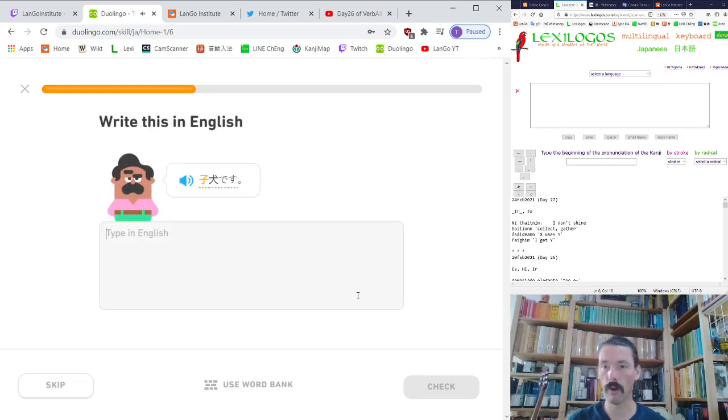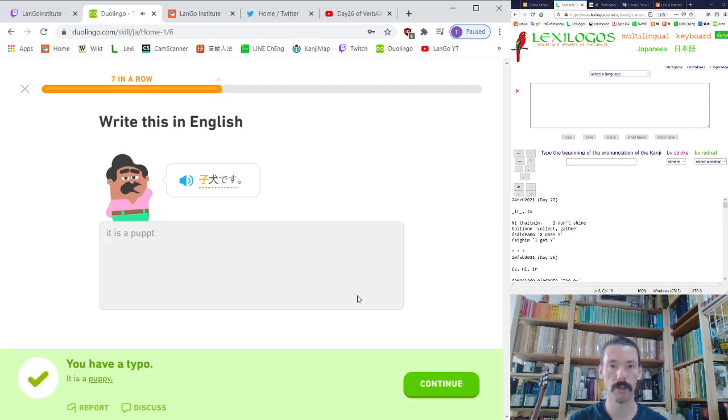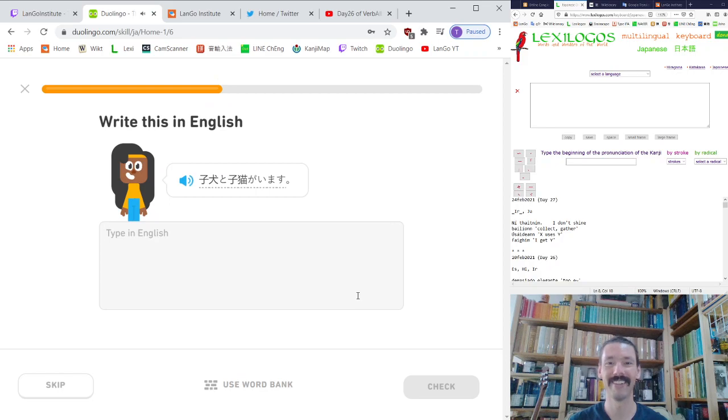It's child and dog, so we say puppy. It is a puppy. Koinu desu. Not a puppet. Koinu to koneko ga imasu. Koneko, same story, child cat. To is the particle that means and. Ga, imasu, subject. Don't treat that as a unit. It's kind of misleading. Imasu, they exist and are alive. So we could say there is a puppy and a kitten.